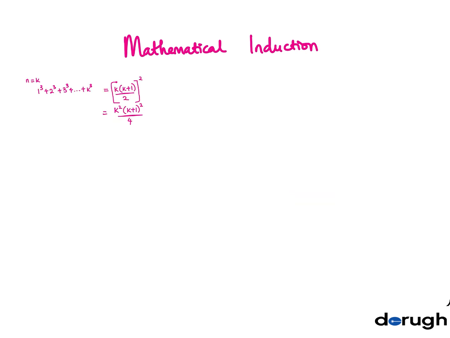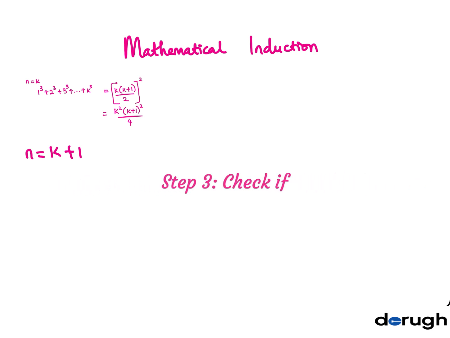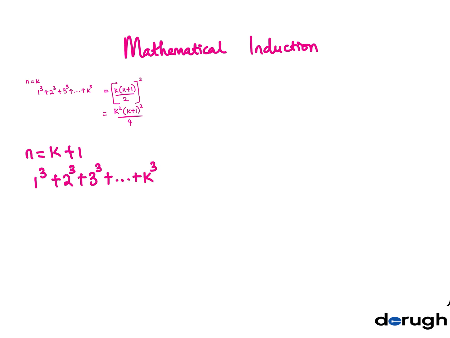Step 3 says that we need to now check if the statement holds true for n equals k plus 1. So if we write out everything again, we have 1 power 3 plus 2 power 3 plus 3 power 3 plus k power 3 plus k plus 1 power 3.